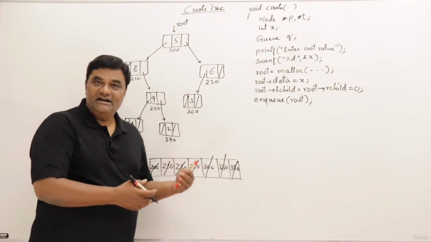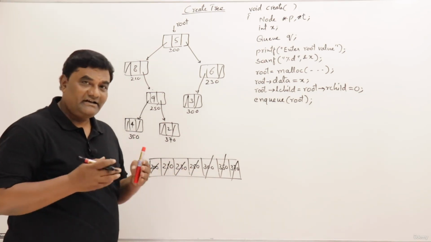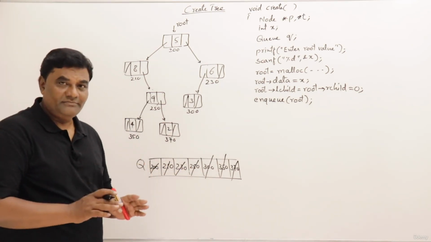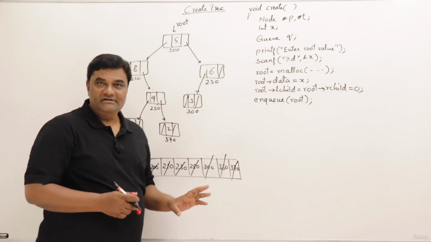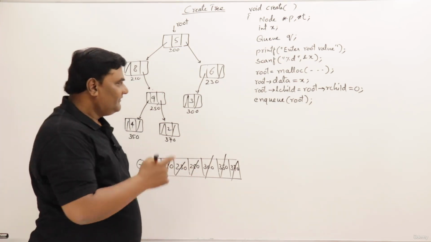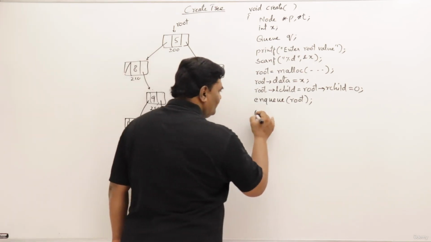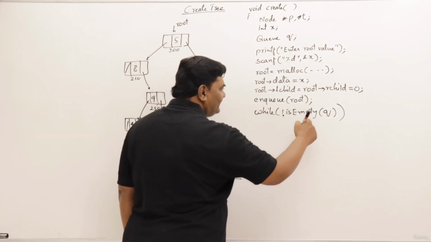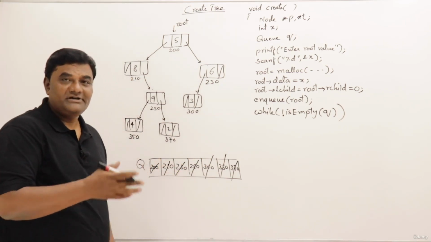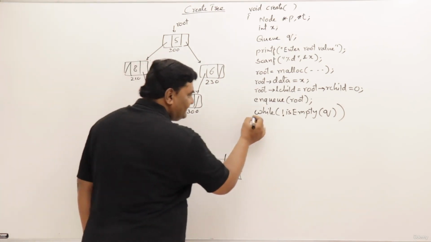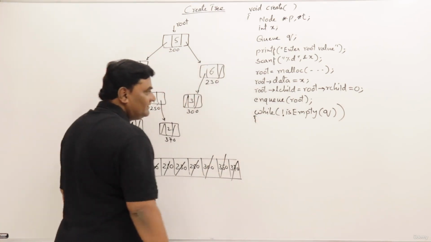Now the repeating procedure has to be written inside a loop, so I can use a while loop. How long should that loop continue? Until the queue is not empty. If it is empty, it should stop. So I will write the loop here, while not is empty queue. As long as the queue is not empty, continue. When it is empty, then stop. Then all the steps I have to write inside this loop.